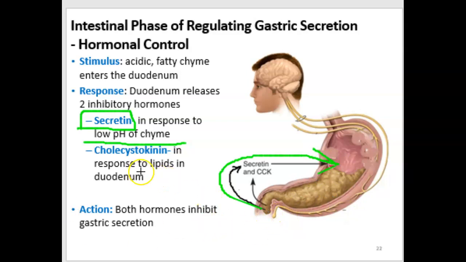Now, also the chyme has some lipids that weren't fully digested. And there are some enteroendocrine cells in the duodenum that respond to the lipids. And those enteroendocrine cells make cholecystokinin. Chole, I think, refers to the gallbladder. So does cyst. I don't know what kinin means. But cholecystokinin refers to the fact that it's going to have something to do with the gallbladder later. And in response to lipids, it's going to inhibit gastric secretion as well.